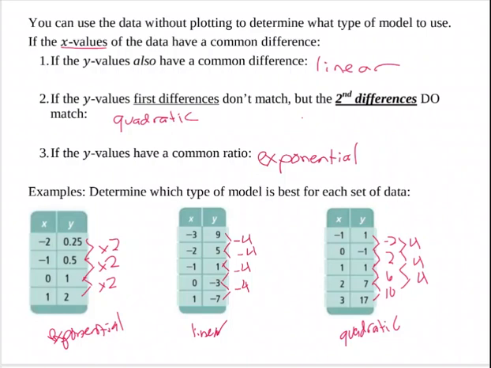Linear is easy. Exponential is easy to see usually. Quadratic is usually the tricky one. So I usually don't check quadratic until the other two I've checked and I see that they didn't work. So then maybe it's quadratic. Okay? Any questions? All right.